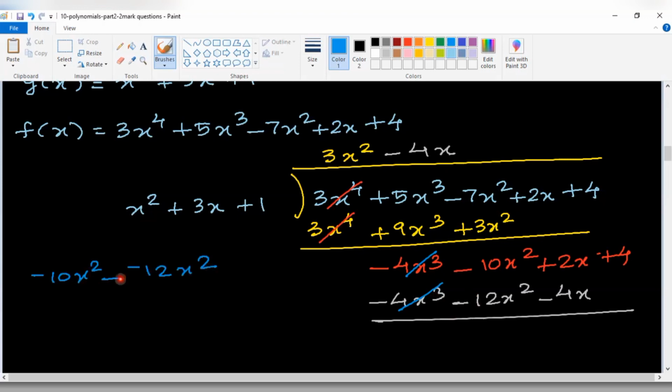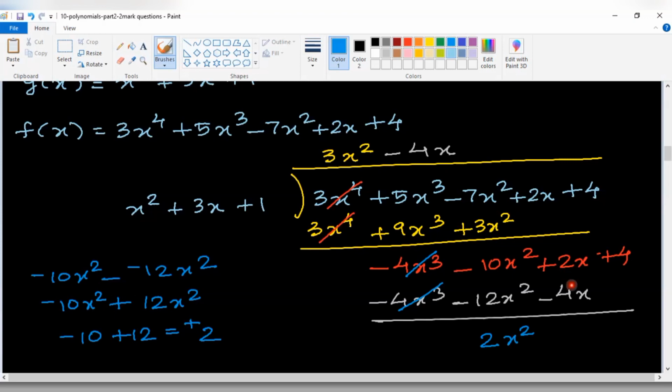See, two negatives are coming together, means it is positive. Actually, it is like minus 10 plus 12, right? We are adding two numbers. One is positive and the other is negative. Bigger one is positive, so the answer is also positive. And just subtract 12 minus 10, that is 2. So here we get 2x square.